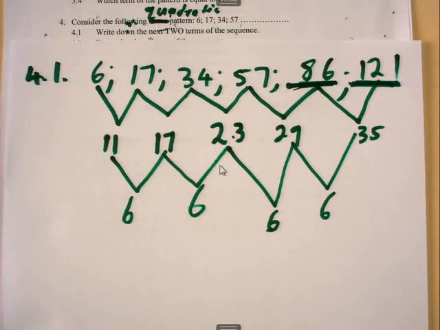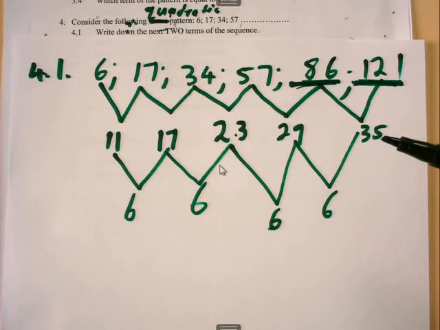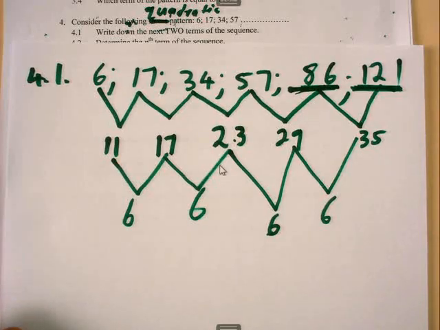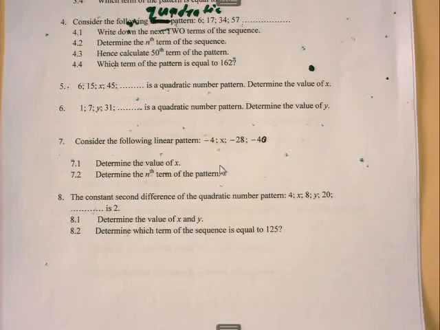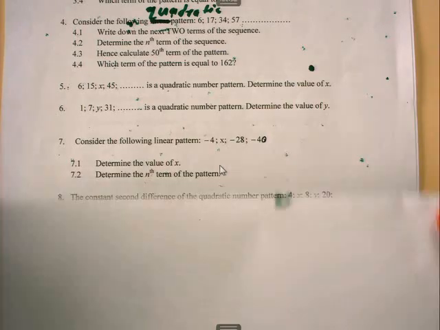4.1, the question states, write down the next 2 terms of the sequence. So the next 2 terms are 86 and 121. I hope you are happy with that one, and I hope you got it right. Let's check the next one. 4.2 states, determine the nth term of the sequence.